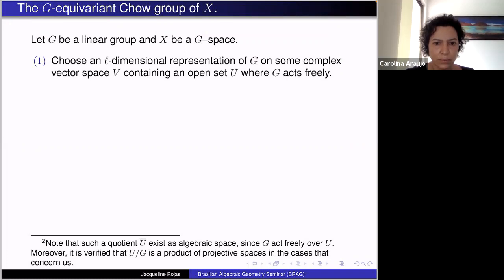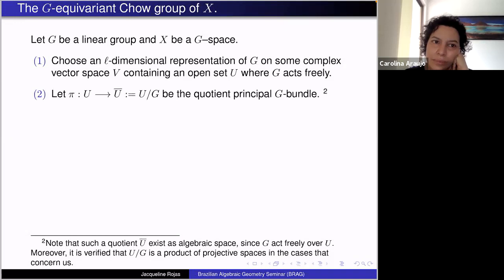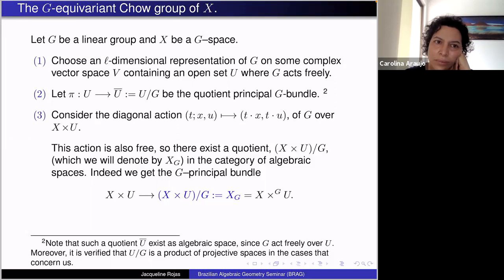First, you choose an l-dimensional representation of G on some complex vector space V containing an open set U where G acts freely. Next, you consider the quotient principal G-bundle P from U to the quotient U/G. And finally, you take the diagonal action of G over the product X×U. This action is also free, and we get the quotient, the Cartesian product X×U modulo G. This quotient we denote by X_G.